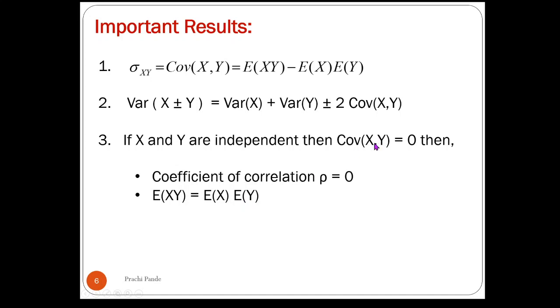Expectation of xy is equal to expectation of x into expectation of y. If we substitute covariance of xy equal to 0 in the first point, we get this result, that expectation of xy is equal to expectation of x into expectation of y, and variance of x plus minus y is equal to variance of x plus variance of y, as this covariance of xy is 0. So point number 2 will give us this result if covariance of xy is 0.